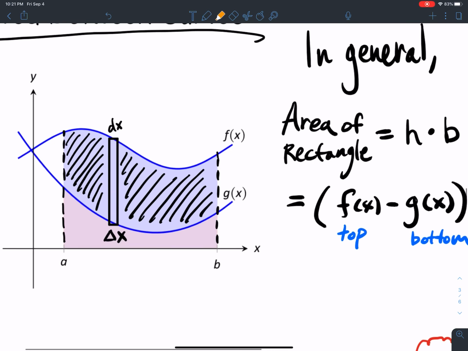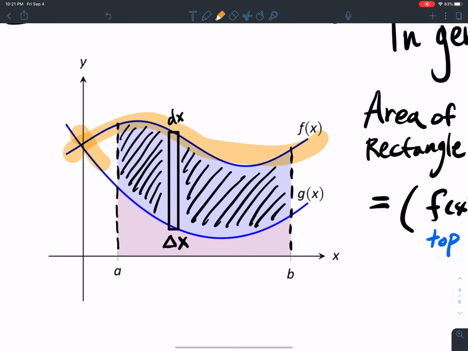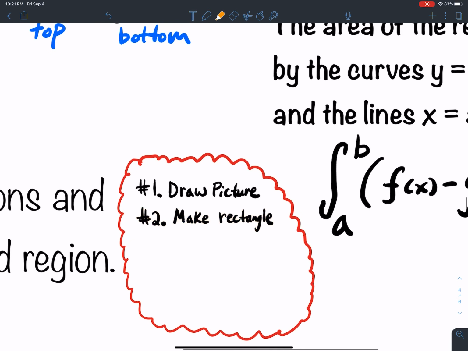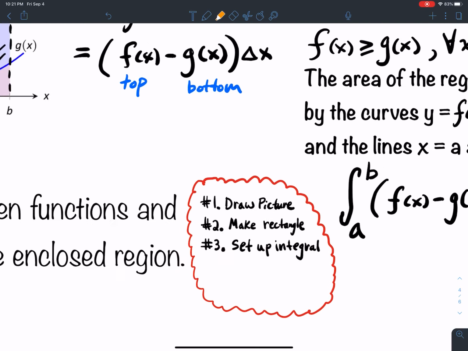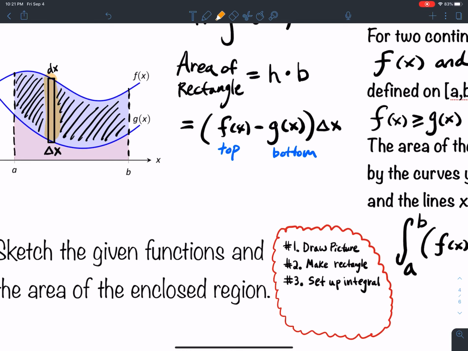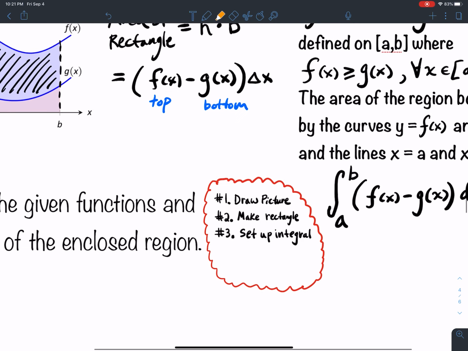Like for this example here, we drew the functions f and g, and then we made an arbitrary rectangle so that we knew what we were integrating with respect to, dx here. Number three, set up the integral. How do I do that? I figure out, what's the height of the rectangle? So I do top minus bottom. And then what is the width of the rectangle? Well, my width here is my delta x, my change in x. That tells me what to integrate with respect to.